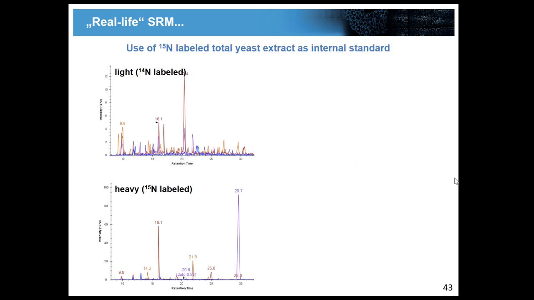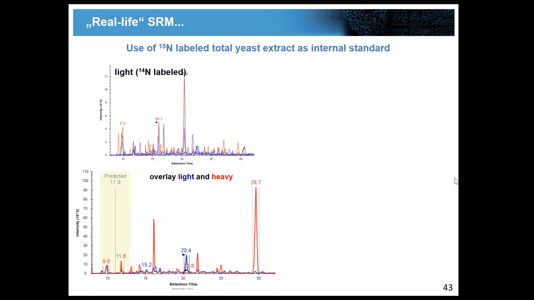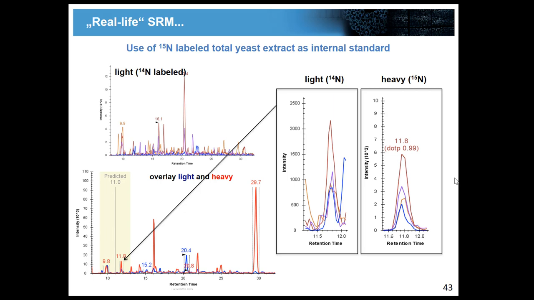But when I did this with the 15N-labeled yeast, here you see the signal of the 15N-labeled yeast. And now I check, do I have somewhere a signal where I see coelution of light and heavy? And you must believe me now, there was just here at 11 minutes a peak where I could see a nice coelution of heavy and light. And when I zoomed in, this was a peak where also the relative intensities were similar. And this was a peak with a good dot product. And this was a peak close to the predicted retention time.